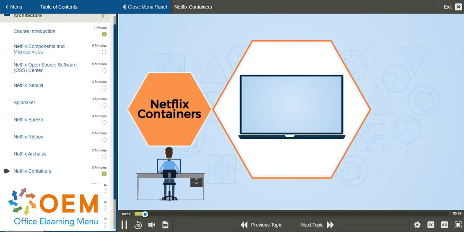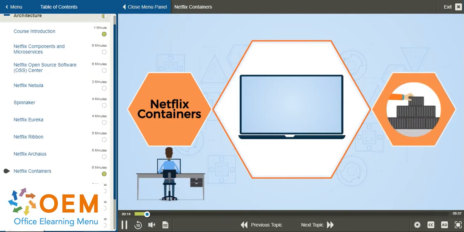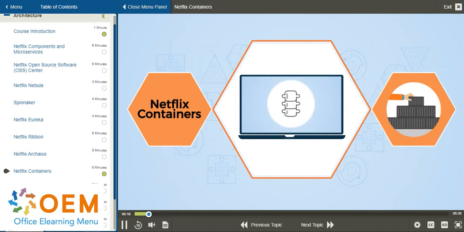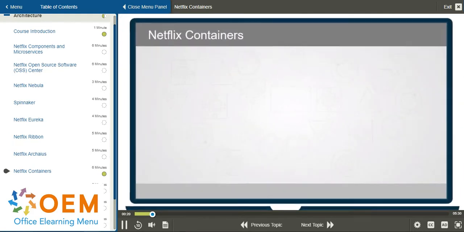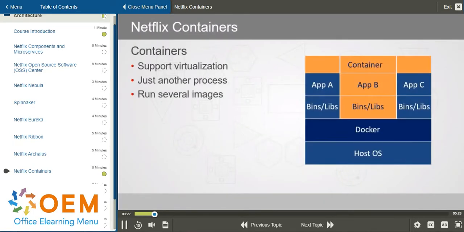In this video, I'm going to discuss Netflix containers. Netflix uses Docker containers, and those containers form the backbone of Netflix structure. Containers support virtualization. If you've worked with virtualization before, then a container is very similar to virtualization, except that it is way smaller and uses way less resources. Why? Because it's just another process.